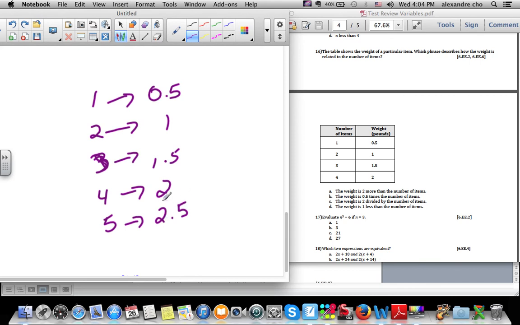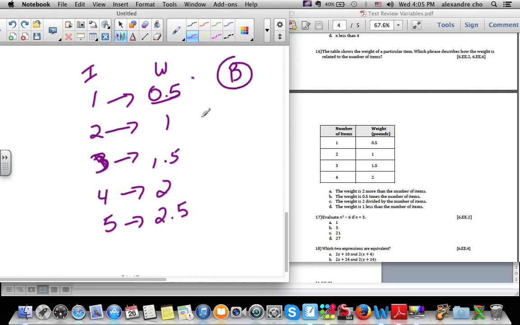So the number of items and the weight are related by division. Half of the items will be the weight of the items. So A, the weight is 2 more than the number of items. No. This is weight. This is item. This is definitely not 2 more than that. The weight is half, 0.5 times the number of items. Ooh, I like that one. Remember, multiplying by 0.5 is the same thing as dividing it by 2. Okay, so B is our candidate.